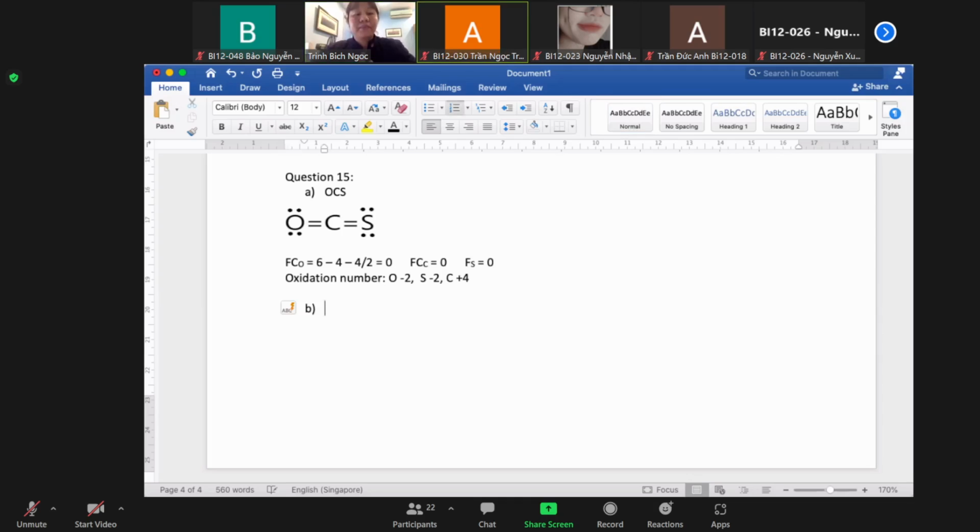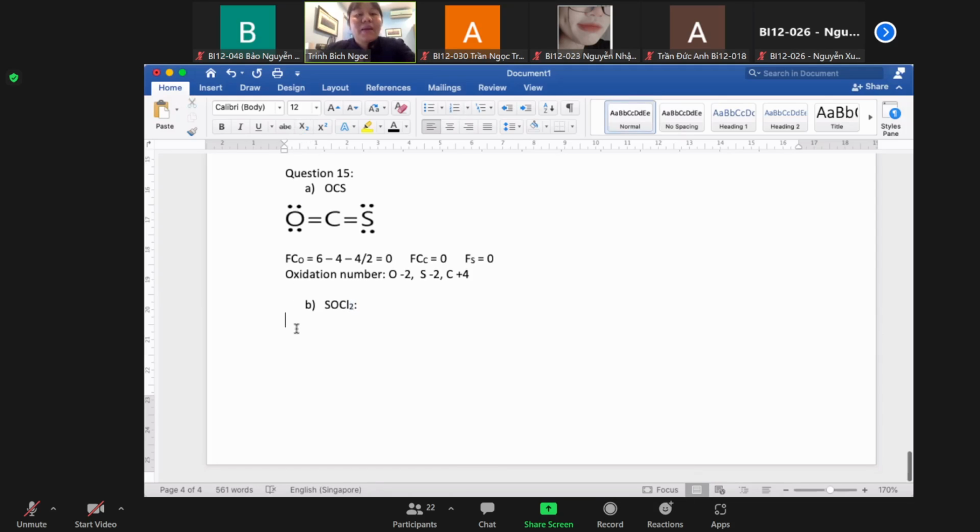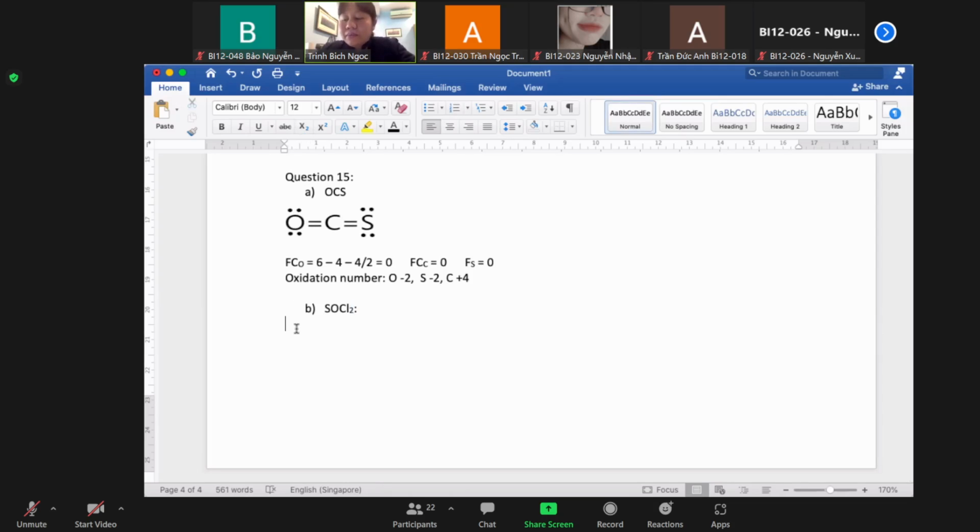Another one. Do you know the Lewis structure of this? I think I do. S has a double bond with O, and then single bonds with 2 chlorine. Okay, like this.